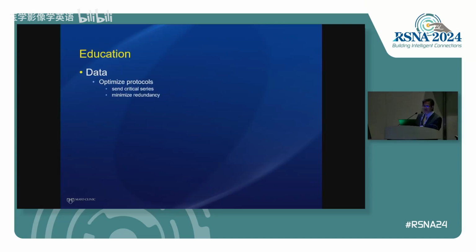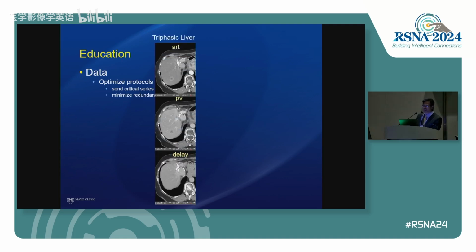With respect to data overload, one of the things you want to do is optimize those protocols, minimize some of the redundancy, and only send those necessary images to PACS. So for example, let's take a look at this triphasic CT. That already gives you 3 series.